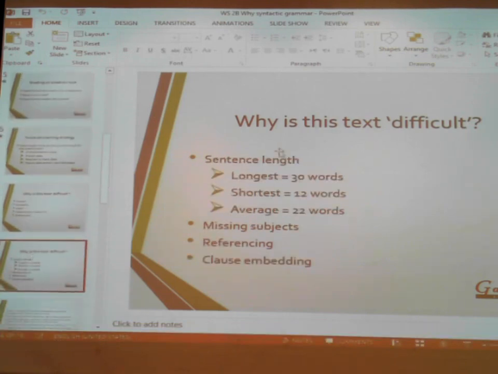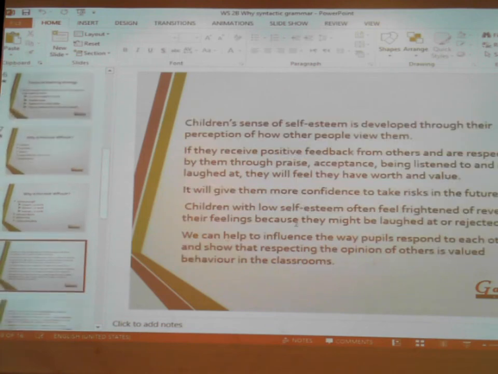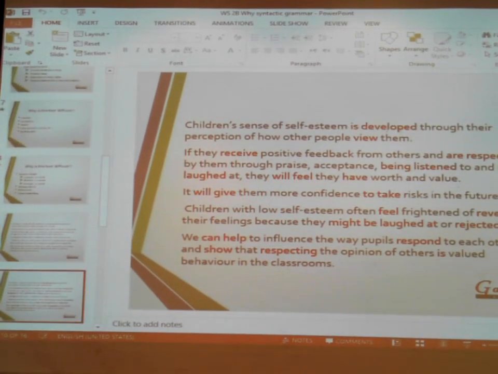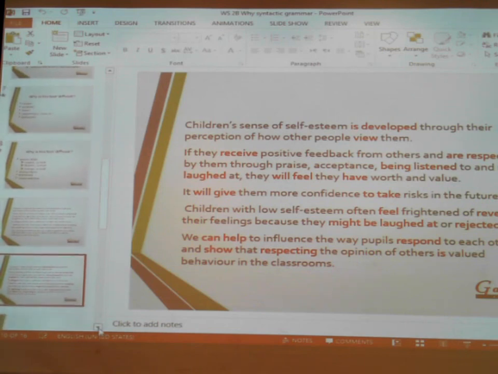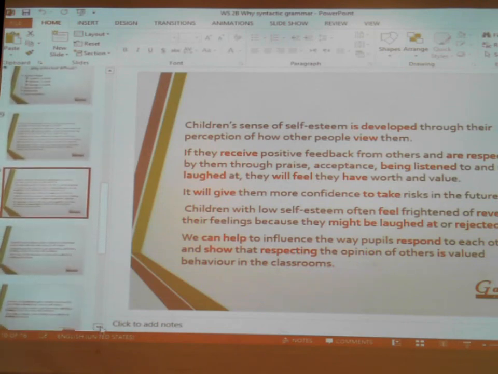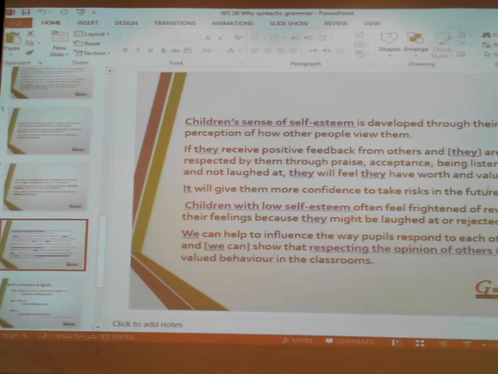And he's identifying the difficulty. He said that the longest sentence is 30 and the shortest is 12, and we have here the average of 22. There are missing subjects, as we have seen, and embedded referencing clauses. With the highlighted ones, this is where we get to see the missing verbs and the pronouns that stand for verbs. See how many they omitted, and this is very difficult for the student to identify.